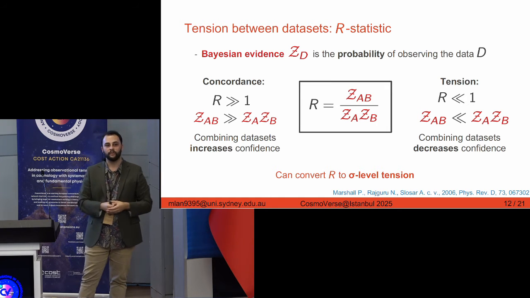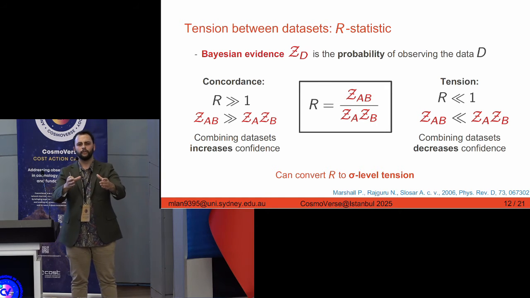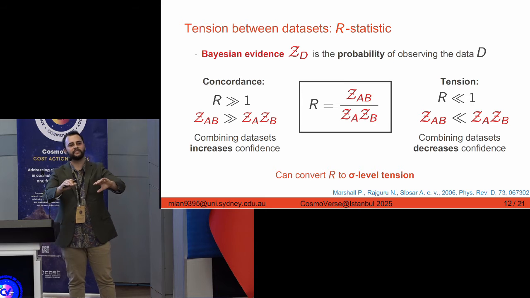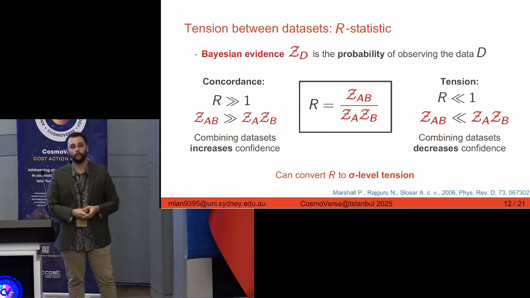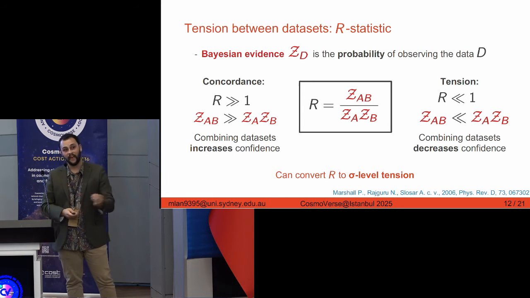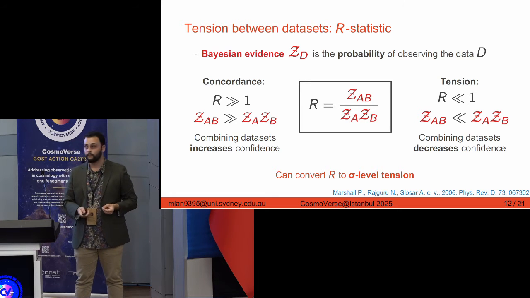If R is much less than 1, you're saying when your data sets are in the same room, you're less confident in either of them. You'd much rather see them separately. You'd much rather prefer that they're different parameters on an underlying model and different physical phenomena. And that's why this can reveal tension.